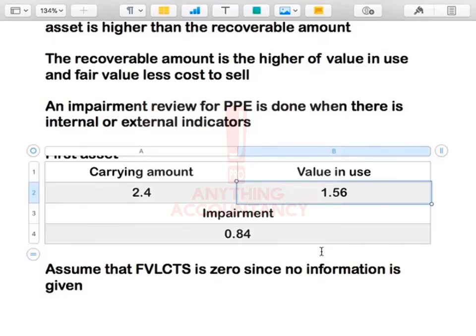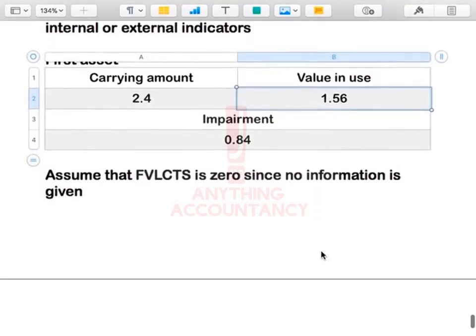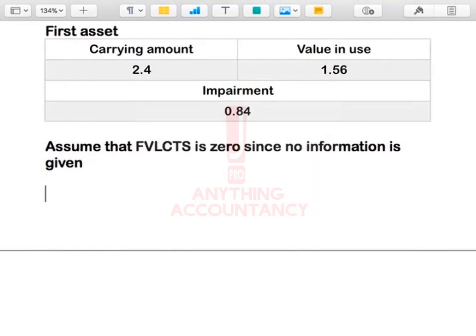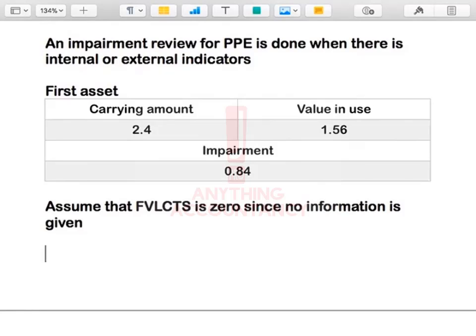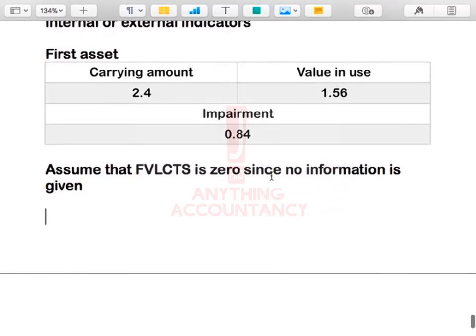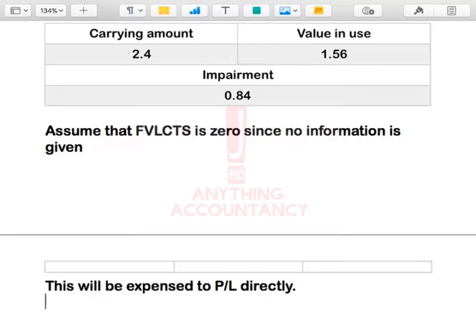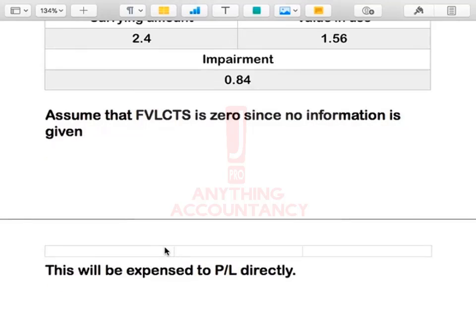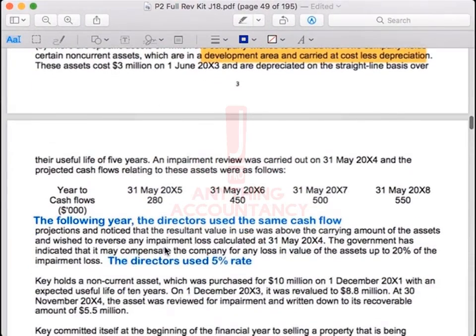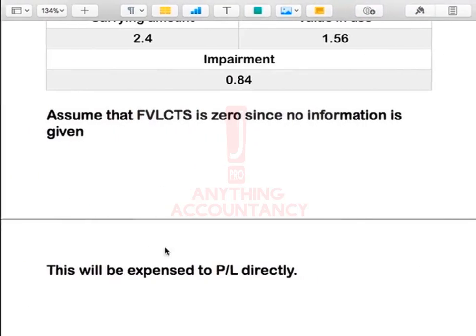The next point that you should have got is, this will be expensed to P&L. What about the grant? You see, there's something that they say here. The government has indicated it may compensate company for any loss in value up to 20% of the impairment loss.